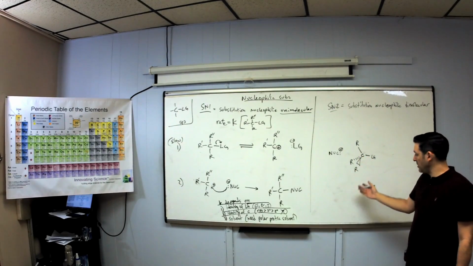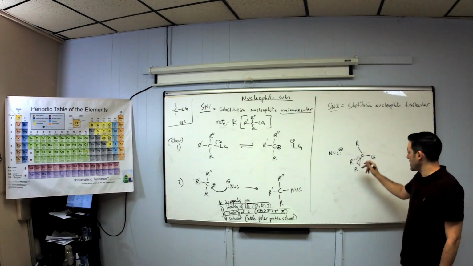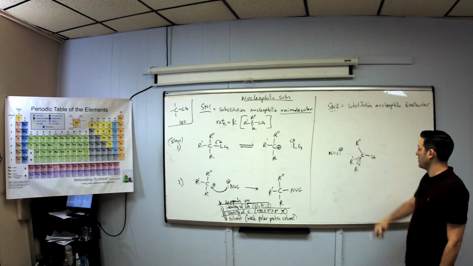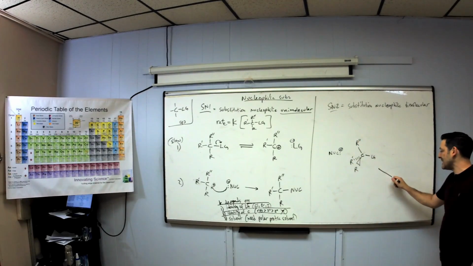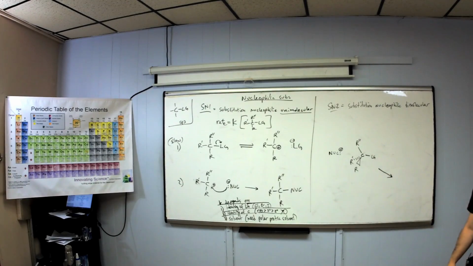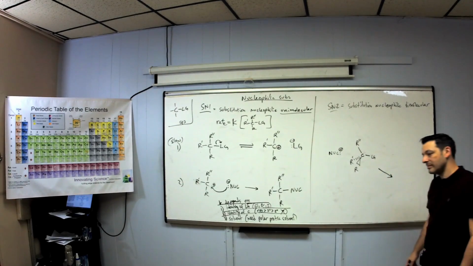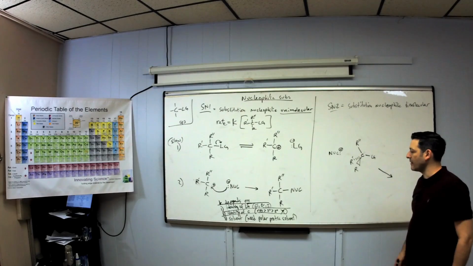I'm going to make it look different. These R groups don't have to be the same, so this could be R prime, that could be R double prime. But this has to happen in one single step. Well, one step or more. I know that's rough.